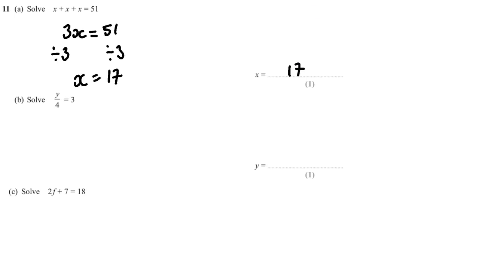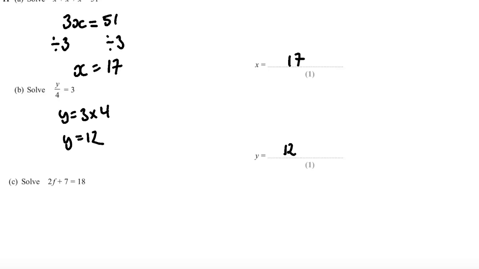11b, solve y over 4 equals 3. So we have y divided by 4. Now again, the inverse operation of division is multiplication. So I'm going to try to isolate the variable y and make it on its own on the left hand side. To do that, I'm going to multiply both sides by 4. So essentially what we should have is y is equal to 3 times 4. So y is equal to 12, and that's our final answer.